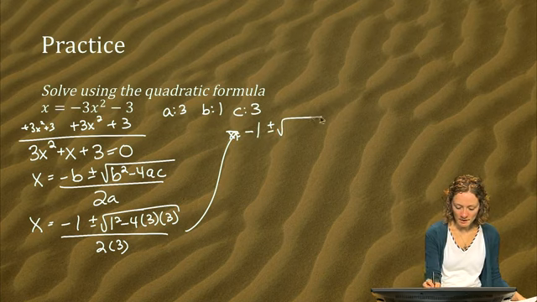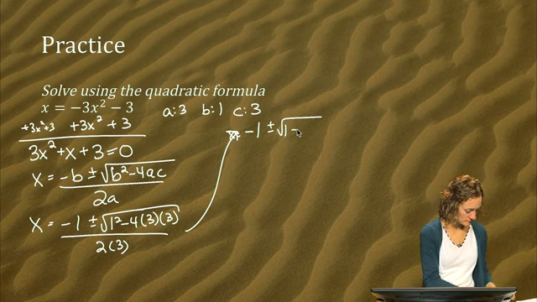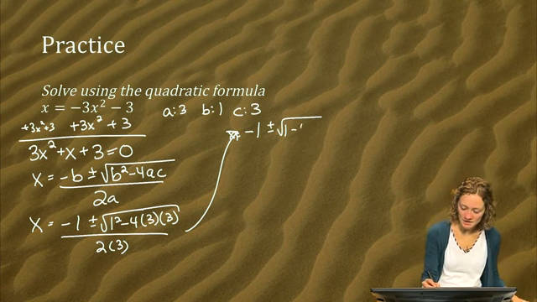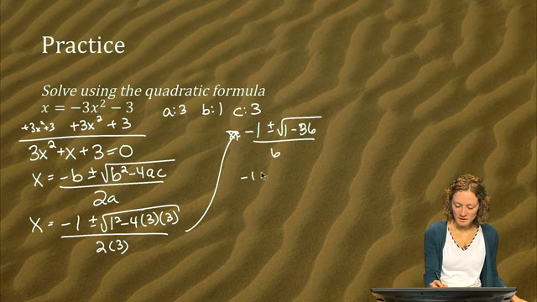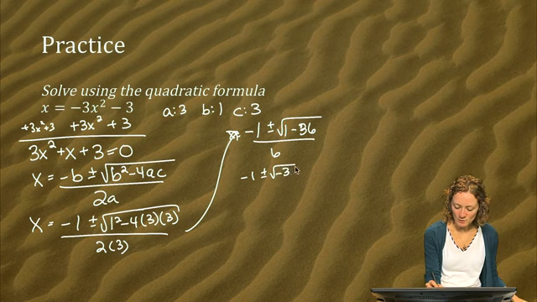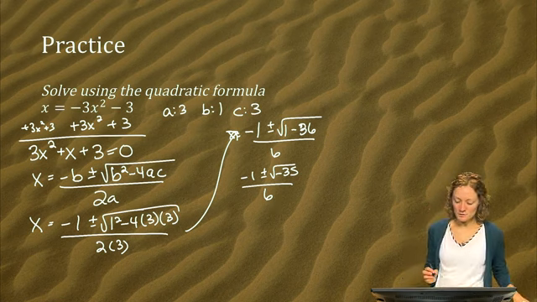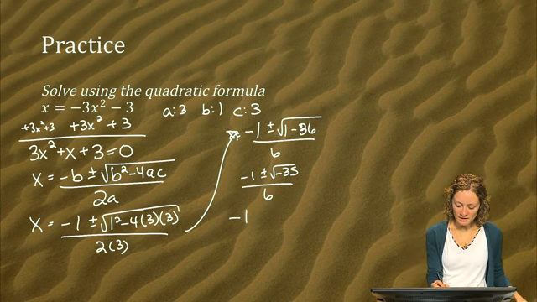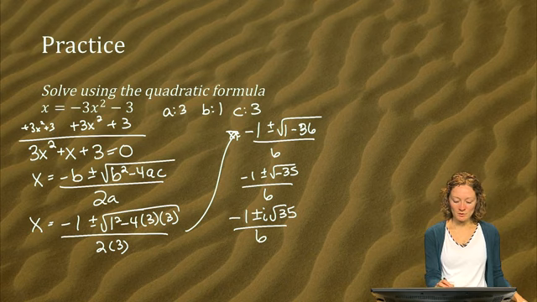Negative 1 plus or minus the square root of 1 squared, which is 1, minus 4 times 3 times 3, which is 36, all over 6, 2 times 3. Negative 1 plus or minus the square root of negative 35, over 6. And then simplify that radical if you can. The only thing we can do with it is take out an i, which is okay. Imaginary solutions are part of the picture. And we get negative 1 plus or minus i square root of 35, over 6.